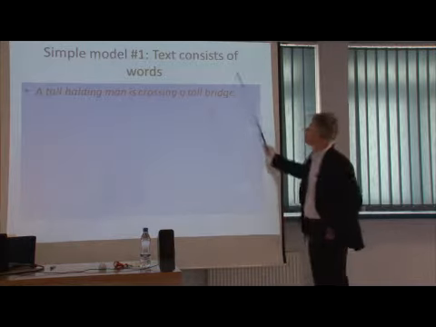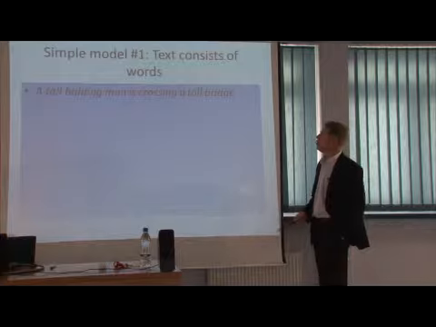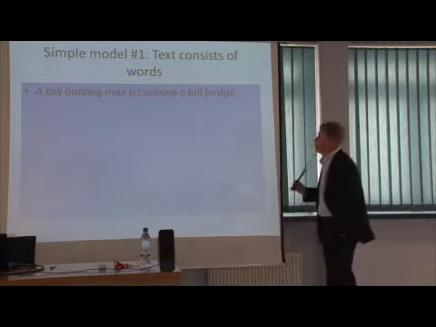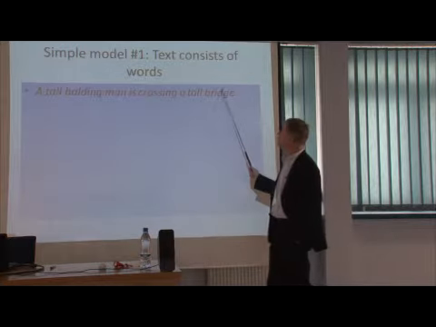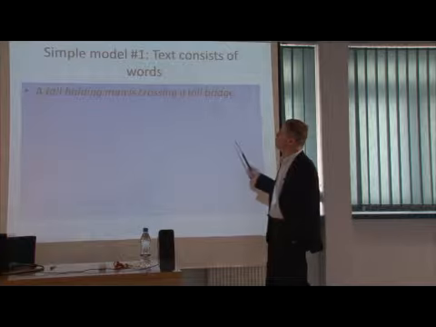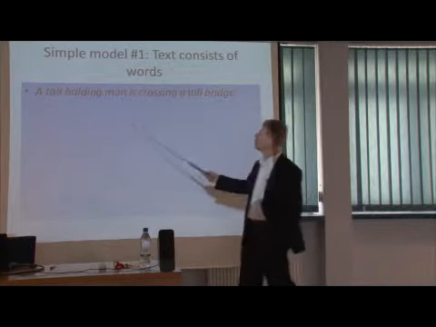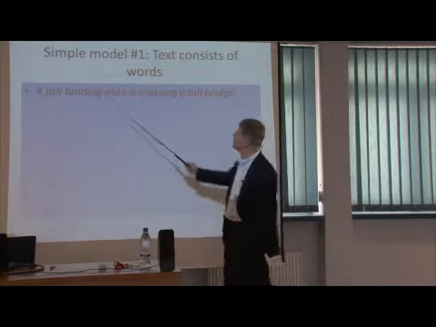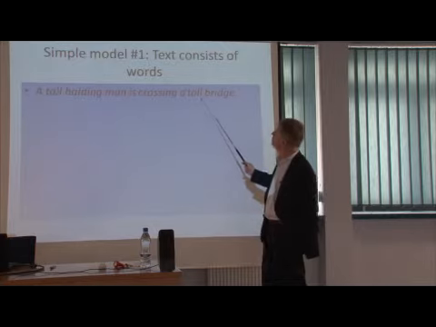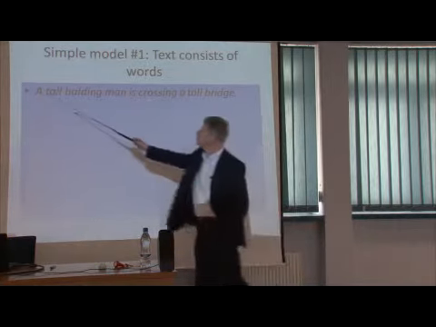So the simplest model is that text is just a collection of words. So we have a tall, balding man is crossing a tall bridge. If these words were in a different order, it would still be the same representation. So we could have all of them in alphabetic order, which would be balding, bridge, crossing, tall, tall, after we remove the stop words.